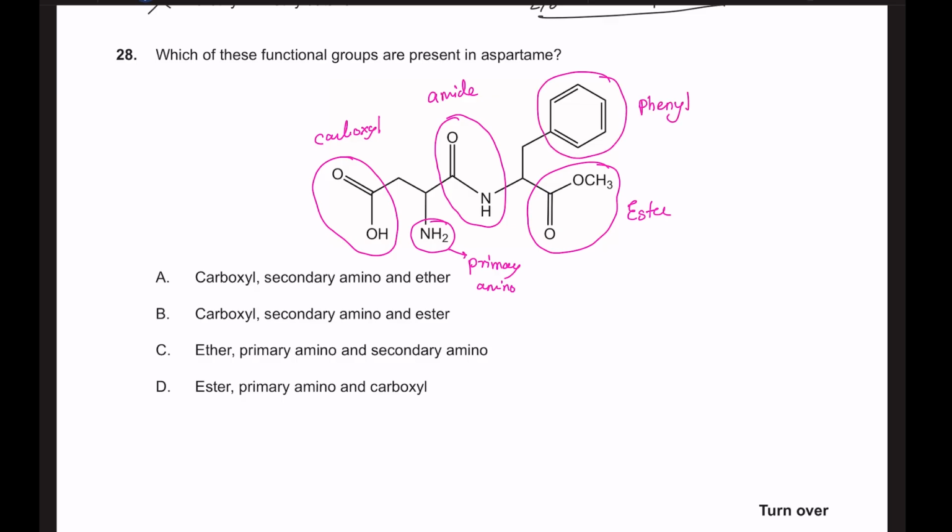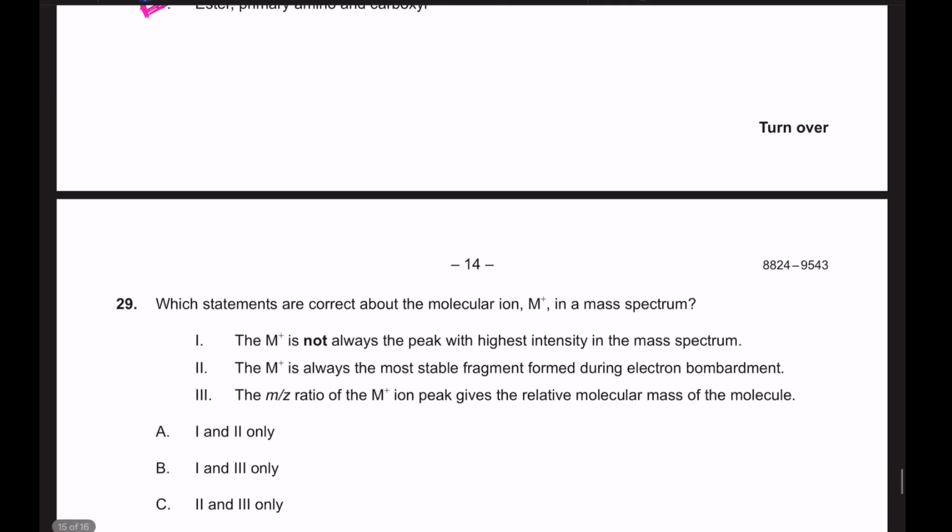Now let's check the options. Carboxyl, secondary amino, ether, wrong. Carboxyl, secondary amino, ester, wrong because it's primary amino. Ether, primary amino, secondary amino, wrong. We don't have ether. Ester, primary amino, carboxyl. This is correct. You have ester, you have primary amino, you have carboxyl. So 28 has to be option D. This is the correct one.